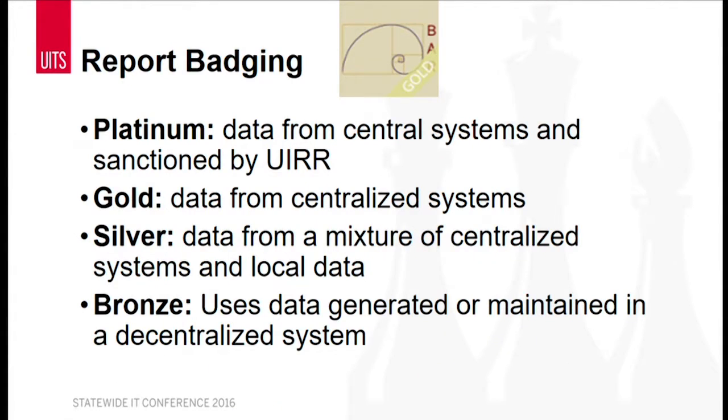And there is also report badging. This has to do with the data behind the report. So you can certify your data in different ways. If your data comes from our central system, say our data warehouse, and it has been blessed by institutional research, it can get a platinum badging. Gold just means that the data came from central systems. Silver is a combination, and bronze means it came from departmental data. And up at the top of the screen, you can see an icon that's been badged as gold.